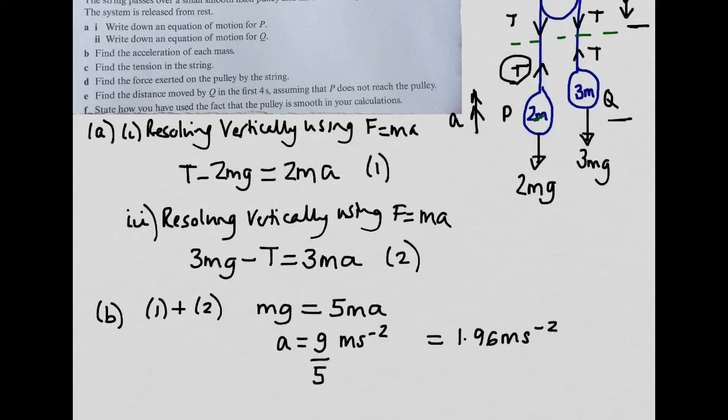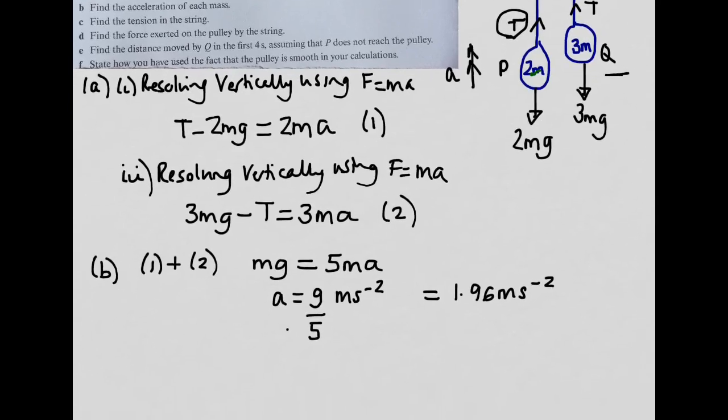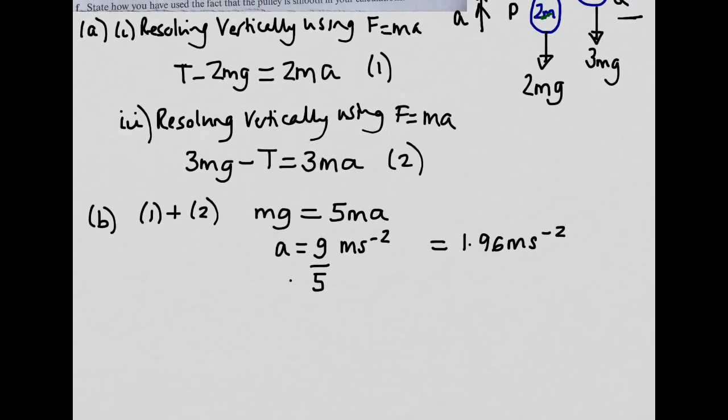Now we move on to part C. And part C asks us to find the tension in the string. So this brings me back again to my simultaneous equations, because I have 2 equations previously which had T and a in them, and I've now just worked out what a is.